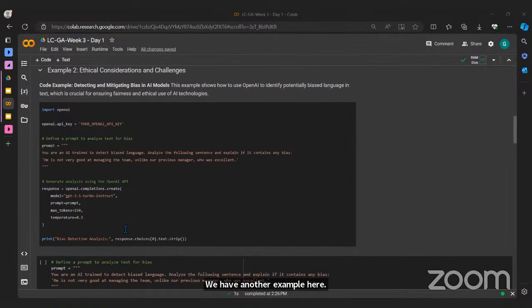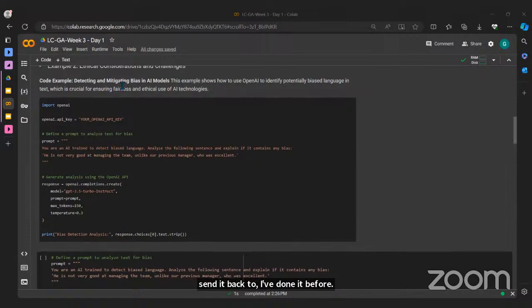So this one is supposed to act. I don't know if anyone has done it before. Maybe write something in ChatGPT, it gives you a response, you take that result and send it back to ChatGPT to check if there is an error. I've done it before. So it's like me double checking what I'm working on. So here we are trying to detect and mitigate bias in AI models.